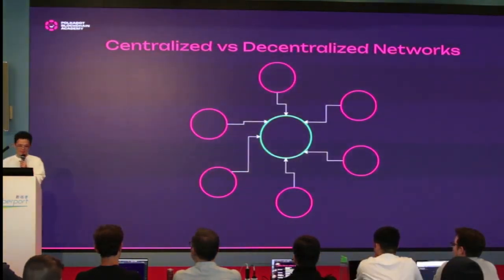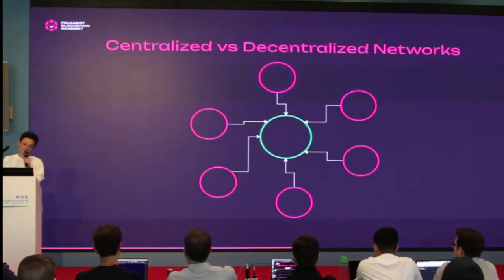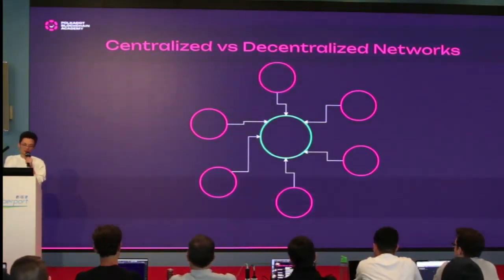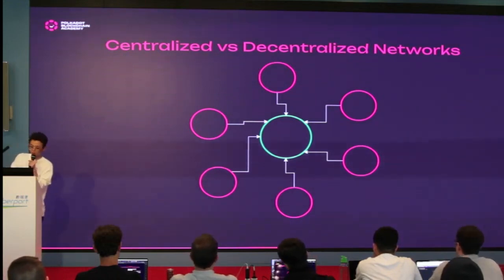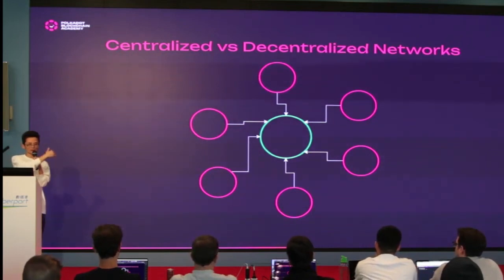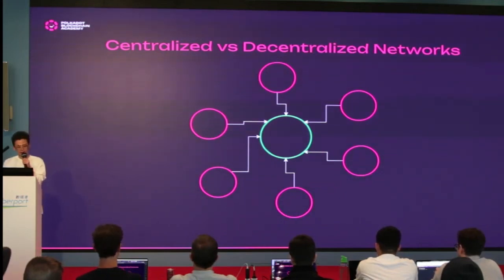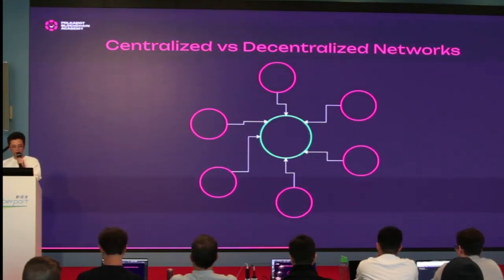Let's compare the centralized and the decentralized network. Just now we have compared the client-server model and the peer-to-peer model. The centralized and the decentralized network are representatives of the client-server model and the peer-to-peer model. So in a centralized network or client-server, we have the client, that will be the red circle, and we have the server, that will be the green circle.